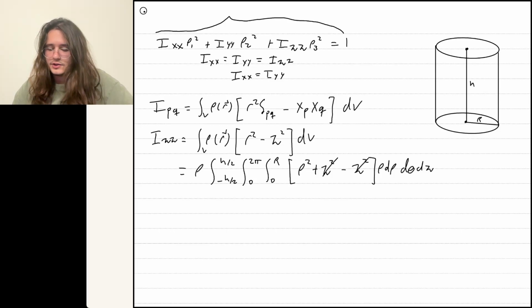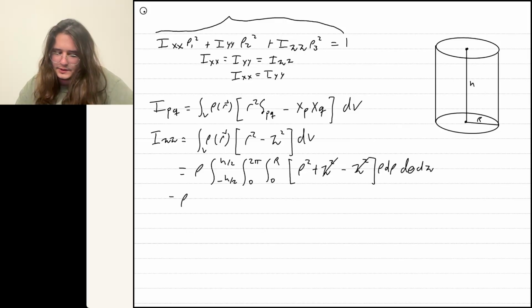This z squared actually cancels out this z squared, so it's just an integral over rho, which is relatively easy to do. So since there's no terms which involve z in there, the z integral is going to give you an h. No thetas, so the theta integral is going to give you 2 pi. The rho integral is going to give you r to the fourth over 4, because it's rho cubed in there. Simplifying this a little bit, you're going to get rho h r to the fourth pi over 2.